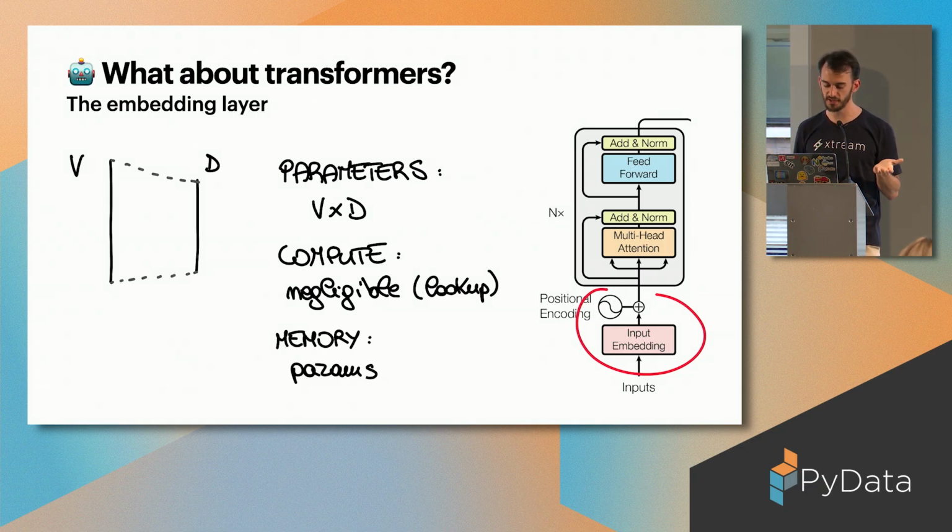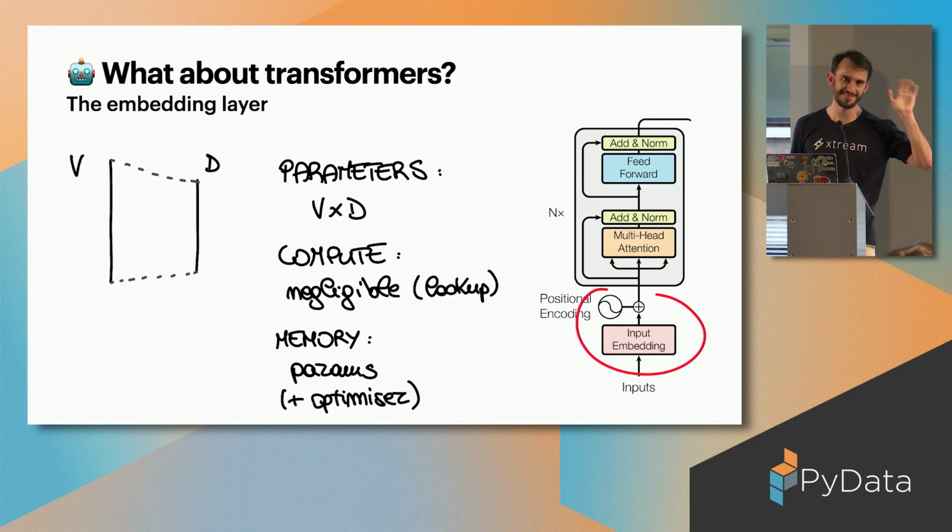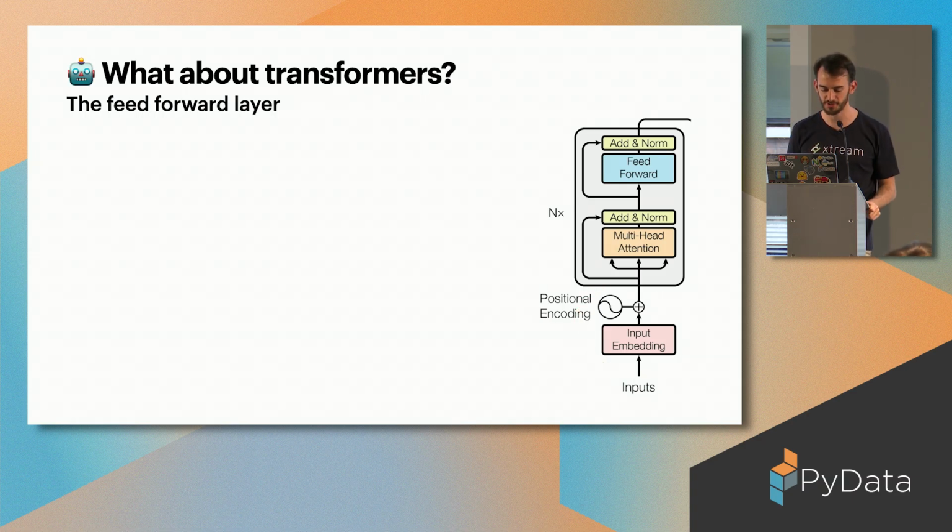And when it comes to training, of course, we need to store memory requirements. For inference, we need to store the parameters. For training, we also need to store the state of the optimizer. So this is a really easy part. We can pretend this doesn't exist when we do all the computation.